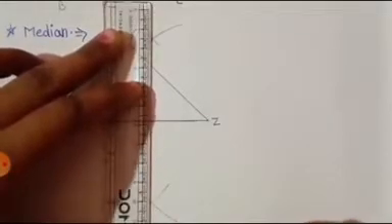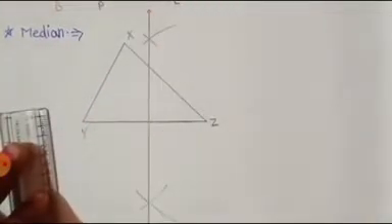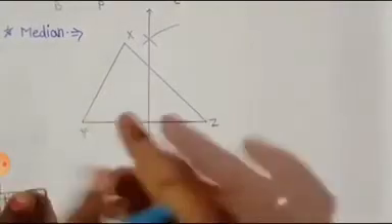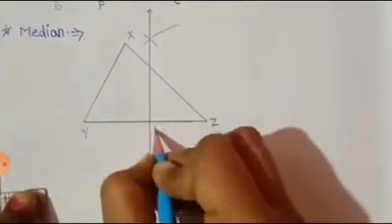You know the perpendicular bisector. First of all, we will draw the perpendicular bisector. It is also called a perpendicular bisector. Now we have drawn the bisector. Now we want to draw the median of this base.